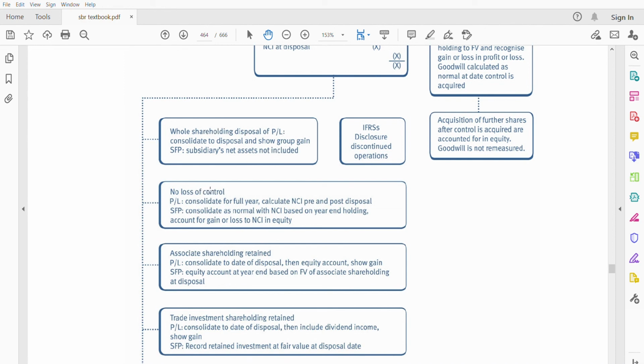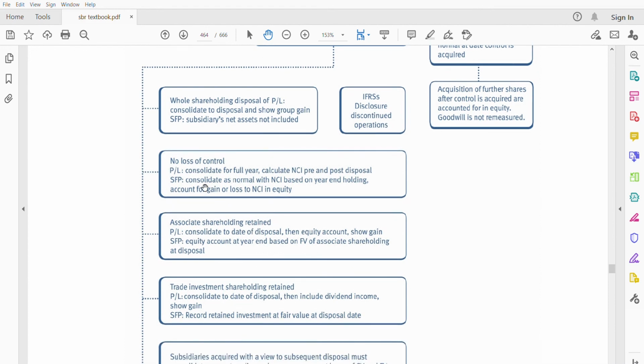If there is no loss of control, in the P&L you consolidate for the full year. But you have to calculate NCI before and after the disposal, that increase and decrease in NCI. And in the statement of financial position, you consolidate normally. But you have to record one more thing, that gain or loss to NCI in equity. It has to be recorded because NCI will change, no? So within equity, you'll be recording it.